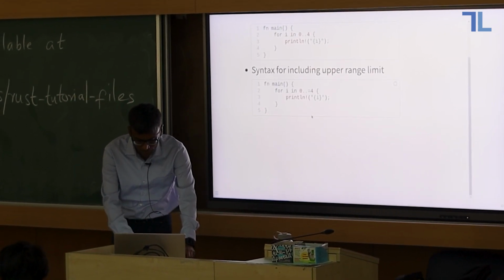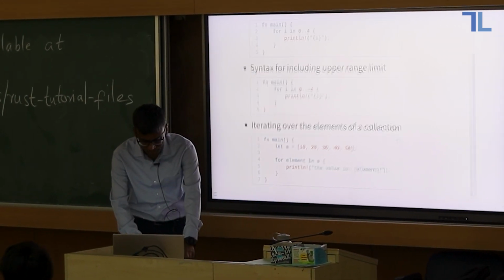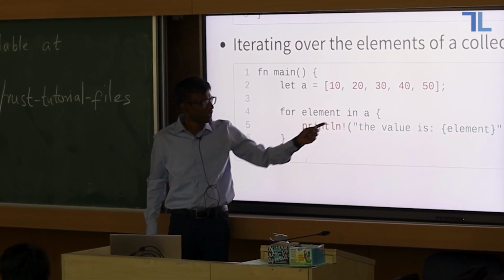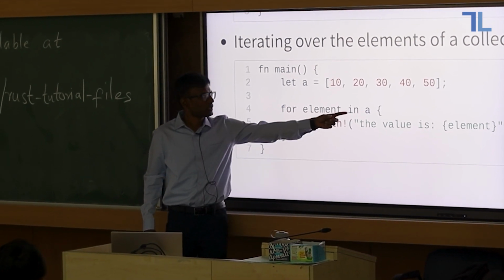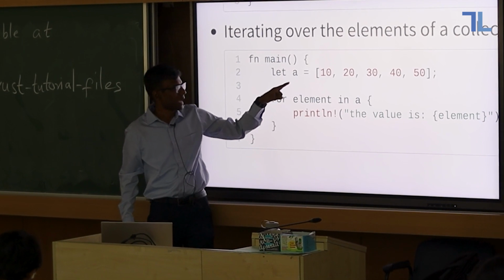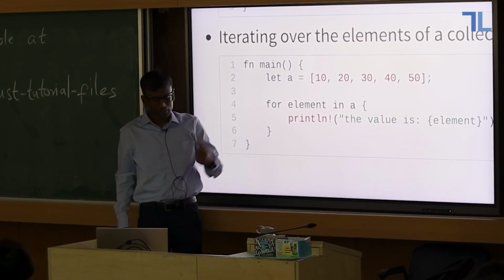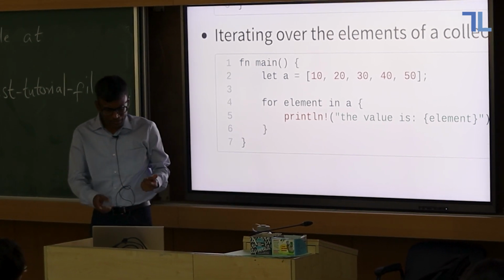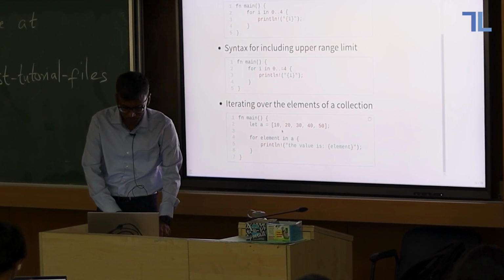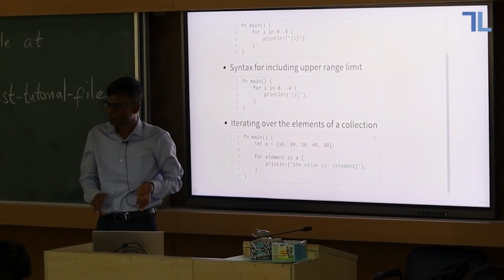Also, for supports something like iterating over elements. There is for element in A, where A is an array, print its value. So here, you don't have to create a for with an integer and access each of the indices in the array. This element in A will work. There are some issues which might arise, related to ownership. I'll come to that later. But these are just various forms of for which are available.